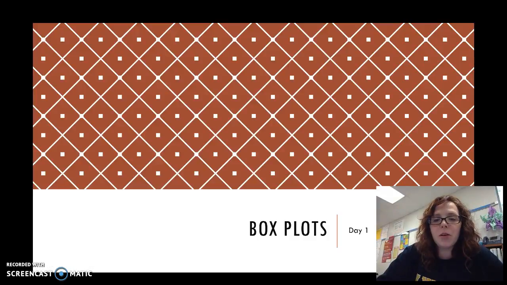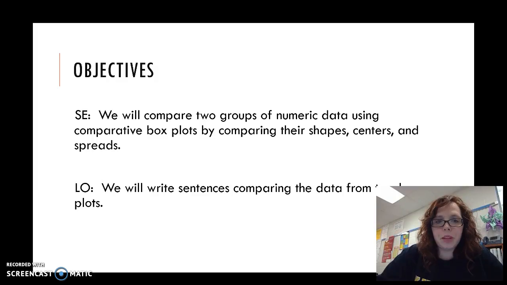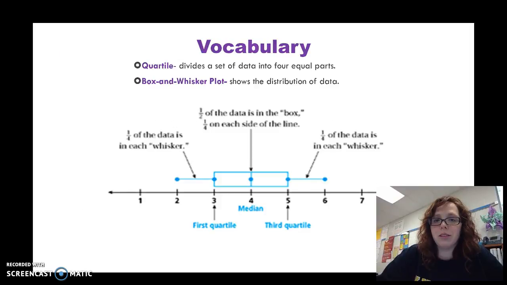Hi class, today we're going to be learning about box plots. I know it's Friday before spring break, so it won't take too long, but let's get started. We're going to write sentences comparing data from two box plots.